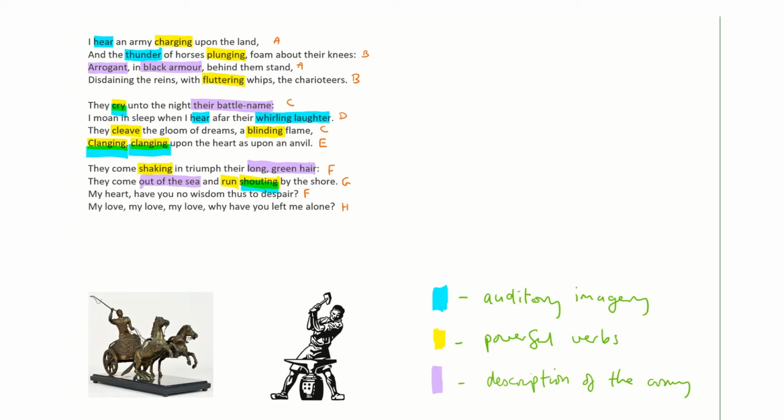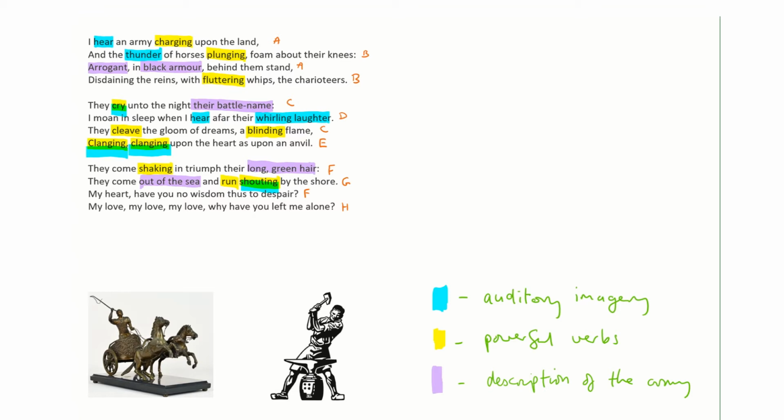In the second stanza, we continue to build our sense of what this army is like, as the speaker tells us. They cry unto the night their battle name. So again, we have this quite powerful verb, and also it's an auditory image, isn't it, of them crying into the night. Now this isn't crying as in tears, it's a cry, like a call, a shout, if you like, into the night. And what are they shouting? Well, they're shouting their battle name. So we aren't told exactly what their battle name is, but we can imagine perhaps some type of terrifying war cry that they shout as they launch their attack.